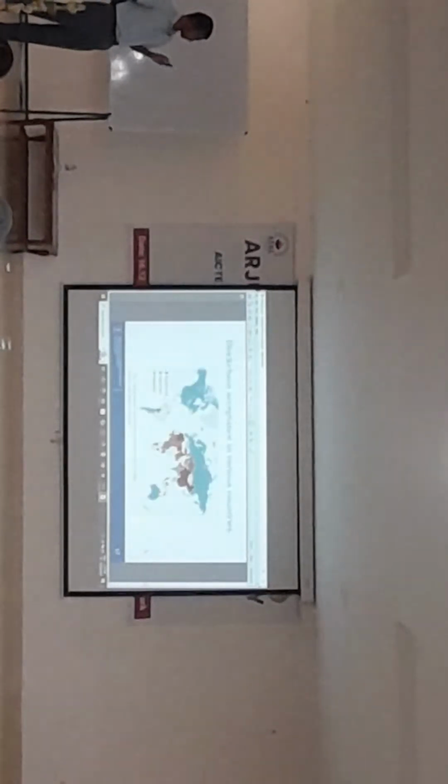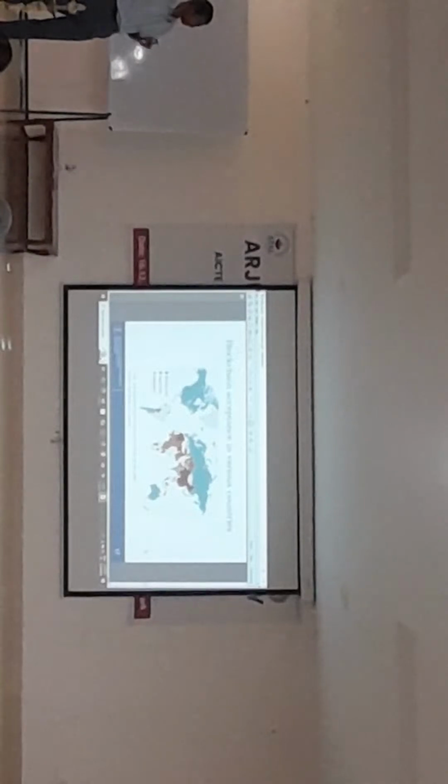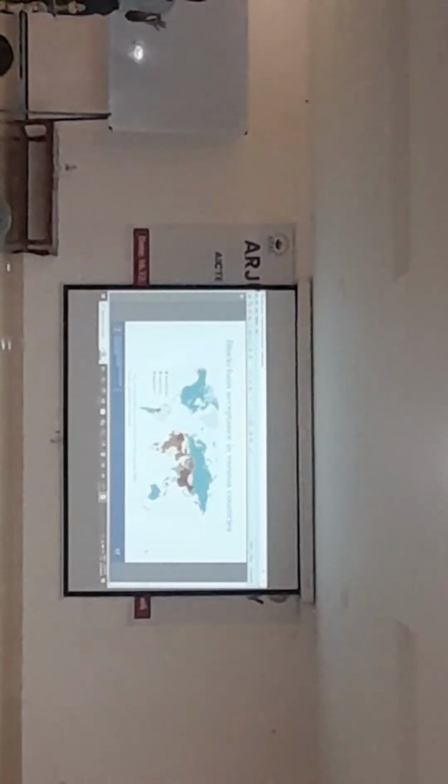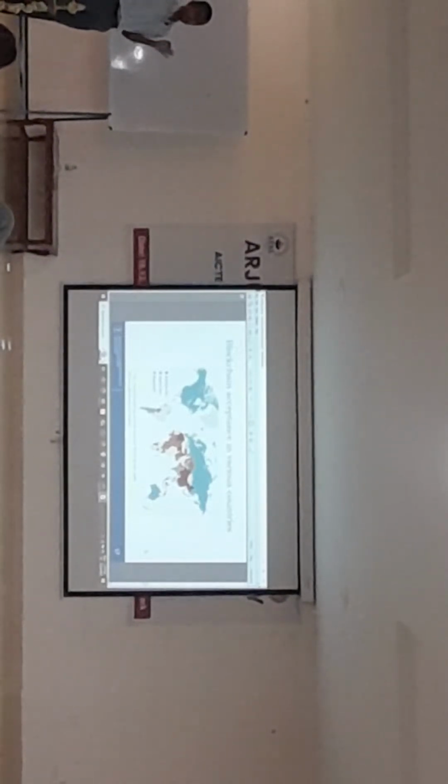For instance, this is a map showing where Bitcoin has been accepted, where it is being tolerated, and where it is being downright forbidden. Countries like China consider money laundering and tax evasion a big deal, and so they completely ban Bitcoin there.